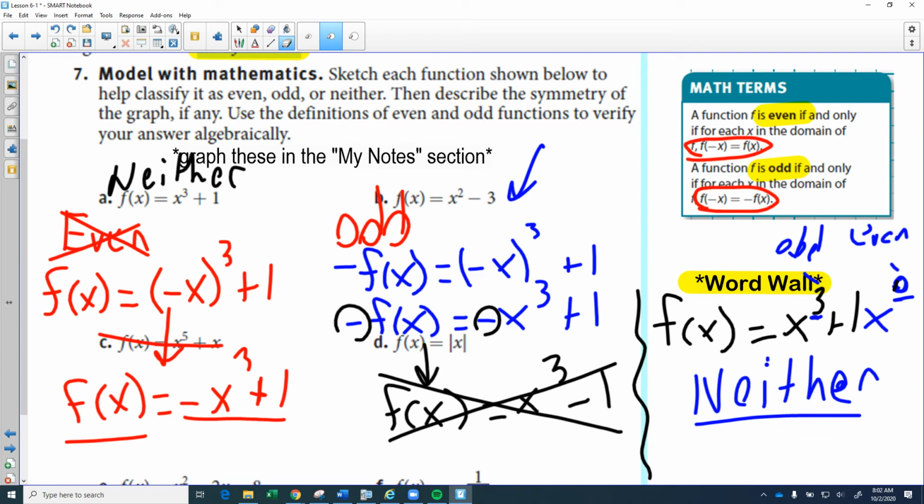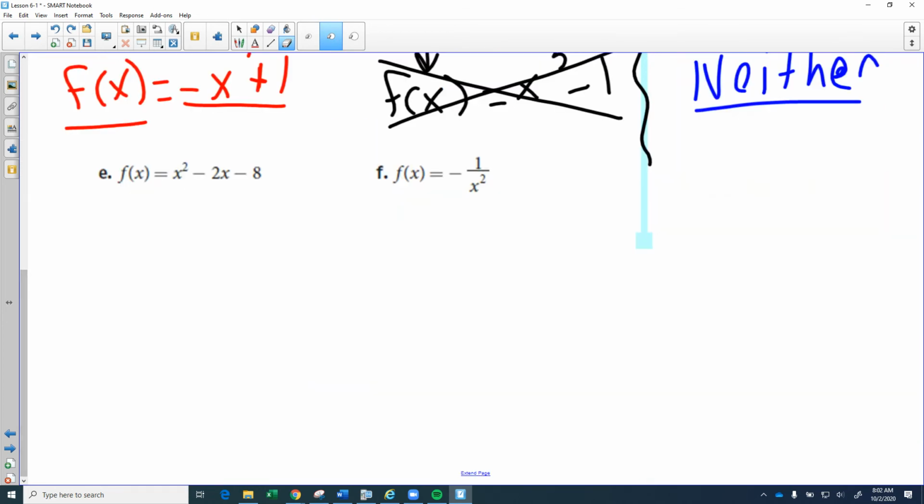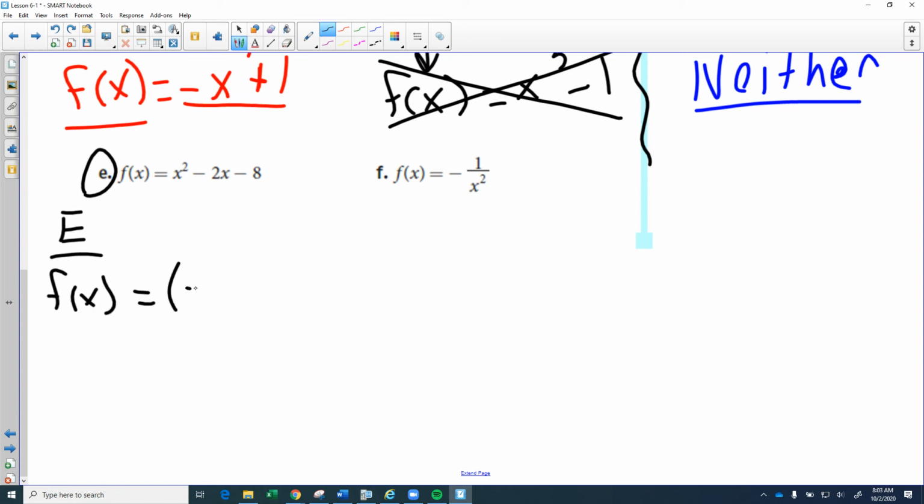Now, just to give you one more example, we'll go down here and we'll test the e value, x squared minus 2x. Actually, we'll do letter e. Okay? Let's test the even function first. So I want to see if it's even. So I'm going to plug in a negative x into each of those. So this becomes negative x squared minus 2 times negative x minus 8.